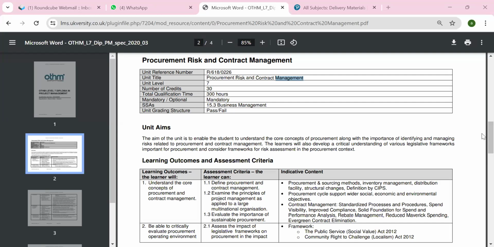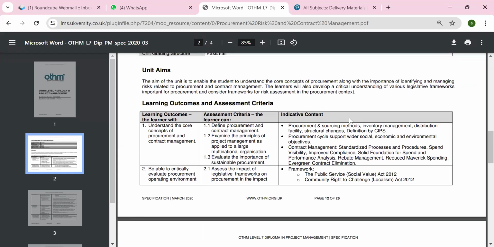So in our LO1, learning outcome one, today our lesson will be focused on understanding the core concepts of procurement and contract management. First, our command verb is define procurement and contract management. Second is examine the principles of project management and apply them to a large multinational organization. Multinational organization means an MNC, multinational corporation, those that have operations in many countries.